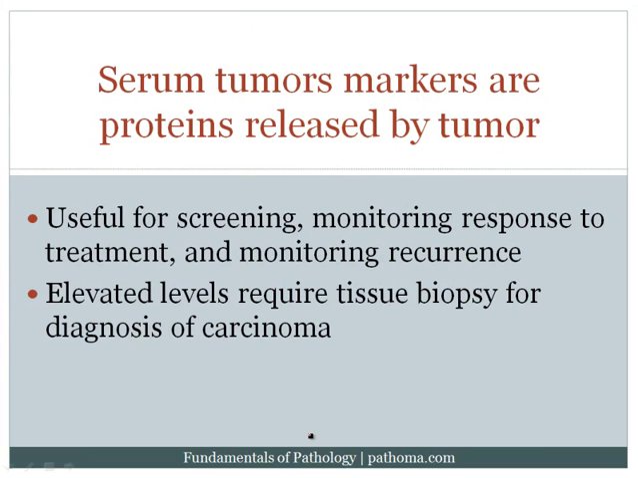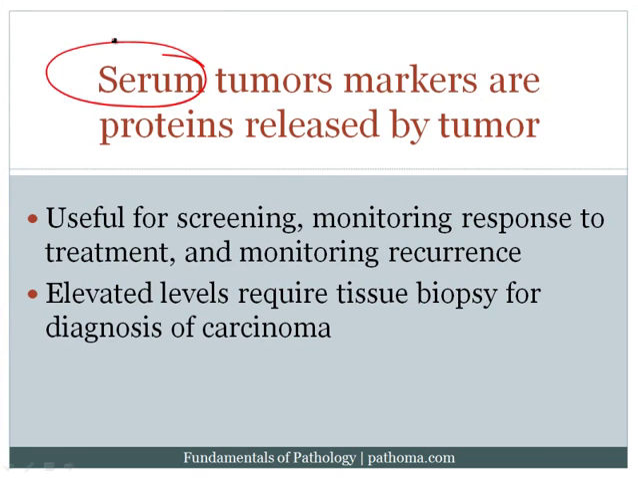Now, another way by which we can classify tumors and follow the treatment and response of tumors are serum tumor markers. What are serum tumor markers? These are proteins that are released by the tumor. They are released, obviously, into the serum. Now, these serum tumor markers can be useful in three circumstances.